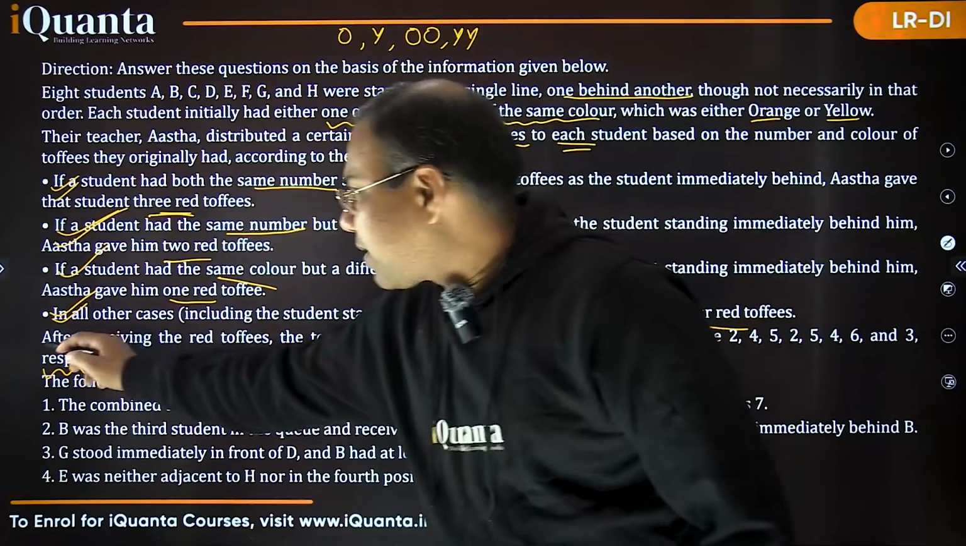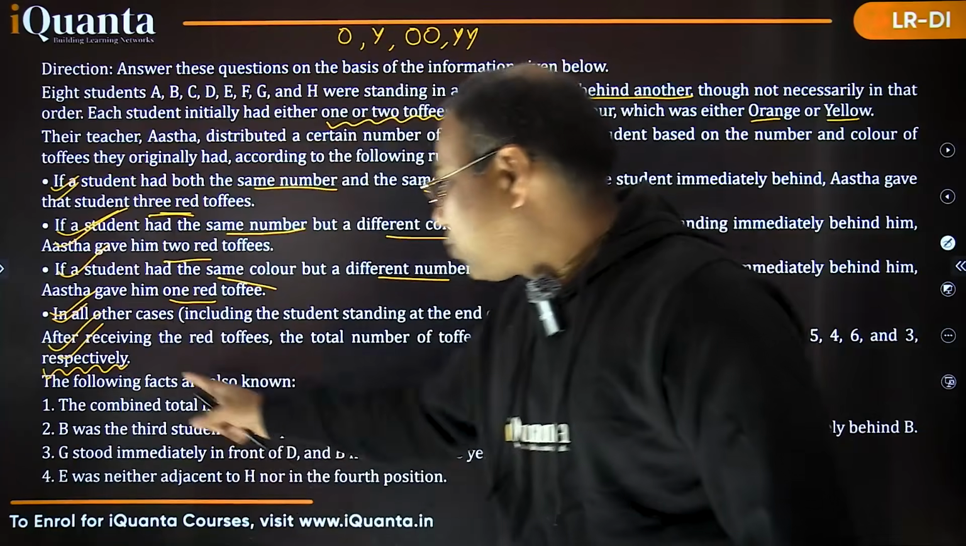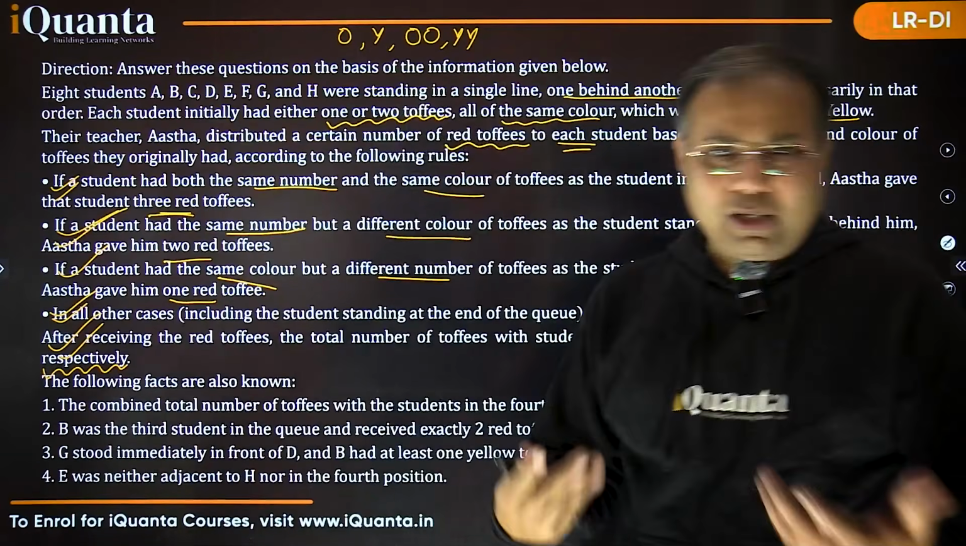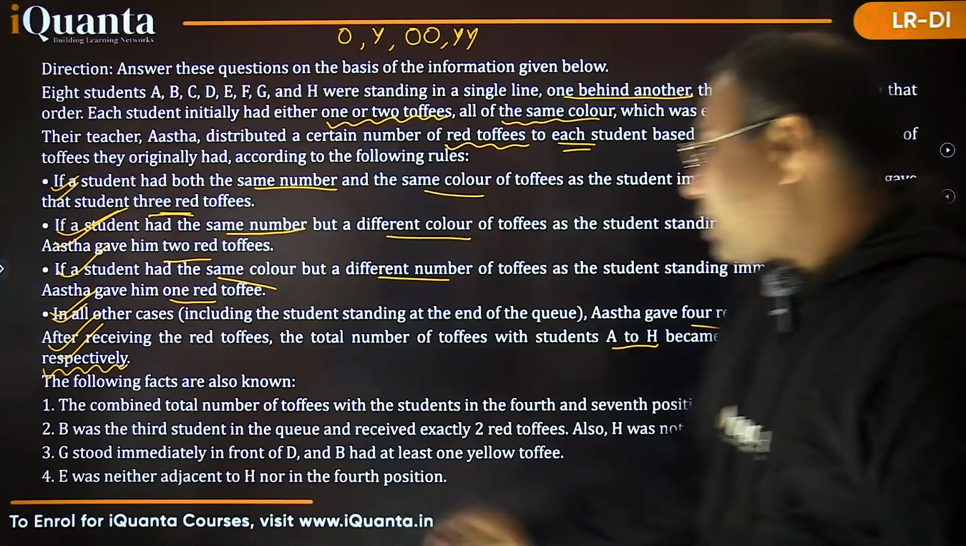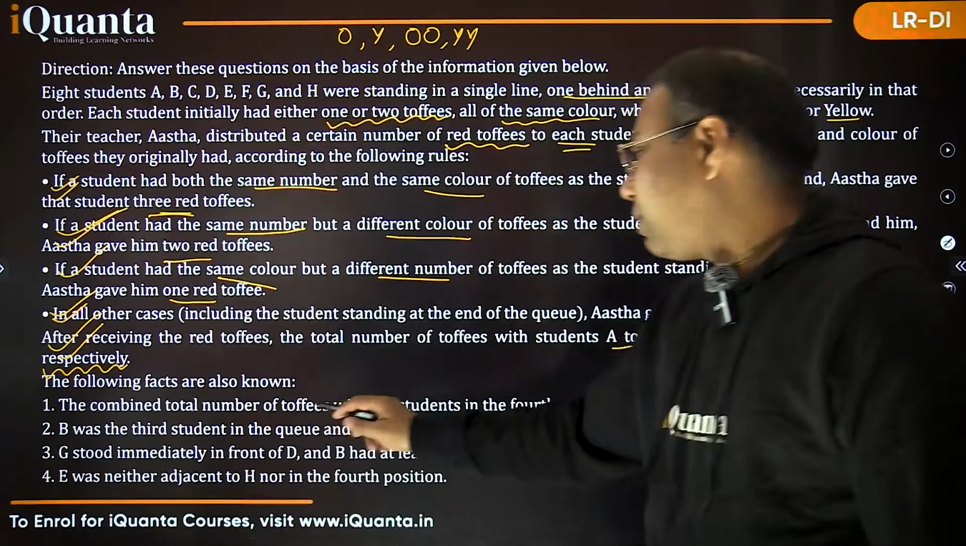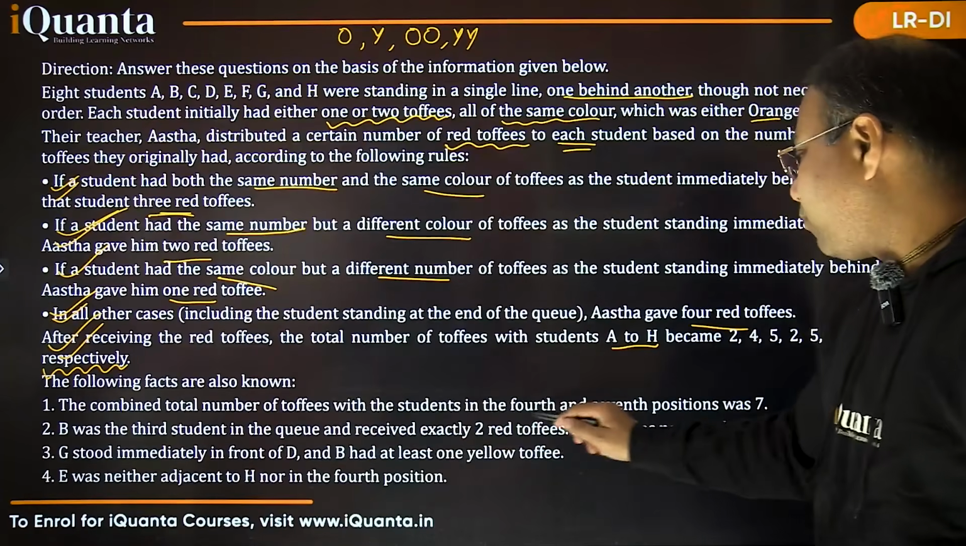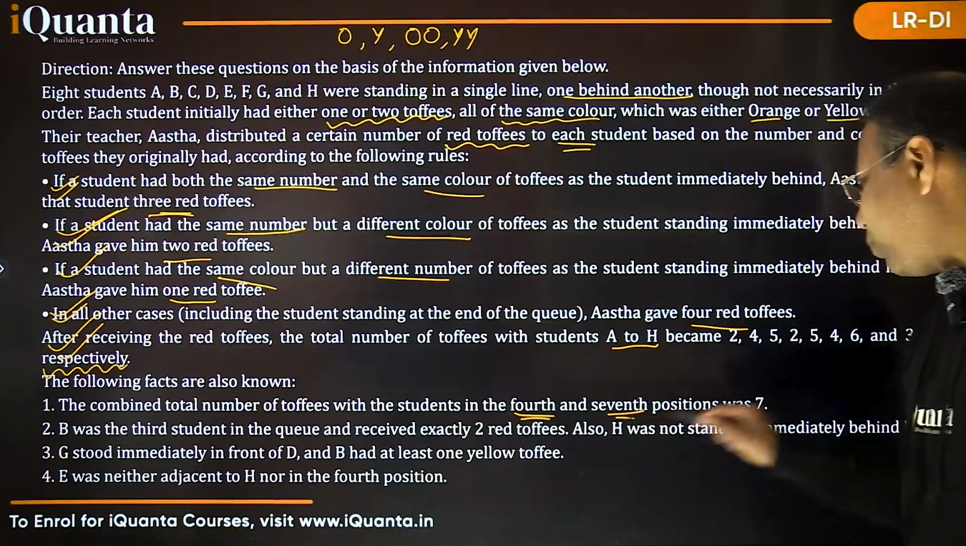So let me take this point as well. We are just left to read these 4 points and proceed further. Let's see. The first point says the combined total number of trophies with the students in 4th and 7th position was 7.